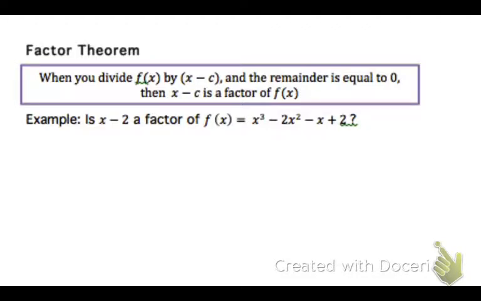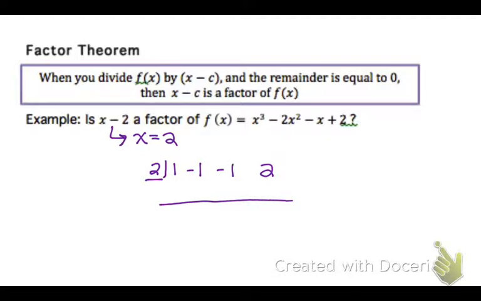So again, we're going to put the number in the front that we're dividing by. This is not in the x equals form, so I'm going to say it's going to be x equal to 2. So that's what I'm dividing by. So that goes out in the front, and then we would have our coefficients for each term of that polynomial. Leave a little bit of room. Bring down the number in the first column, 1.